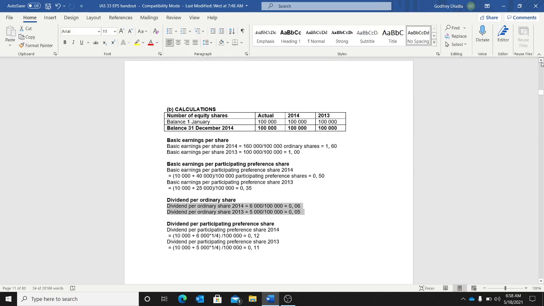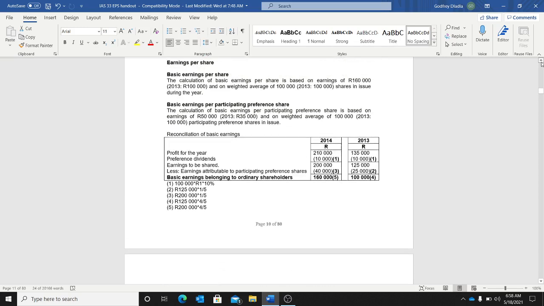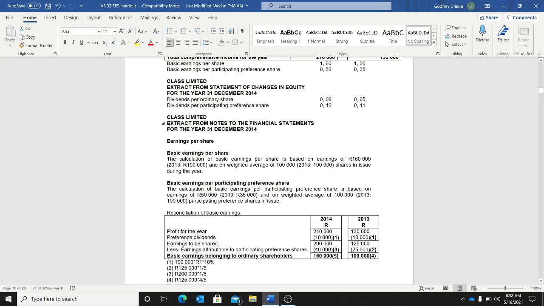Remember, dividends per share, they go under this statement here. You don't put them in the wrong place, okay? No, they're here. Sorry, they're here. Here they are. They go under statement of change in equity. Here's your dividend per ordinary share. Okay.